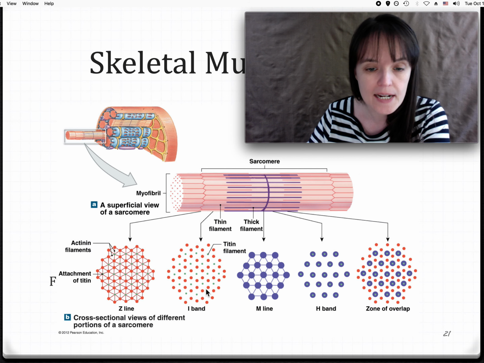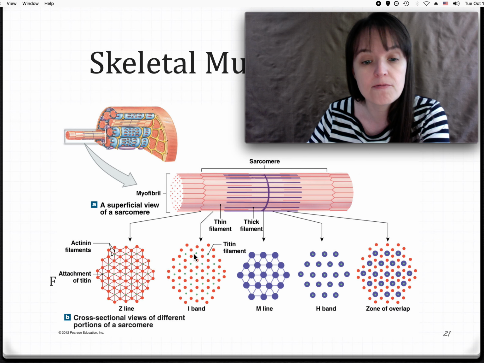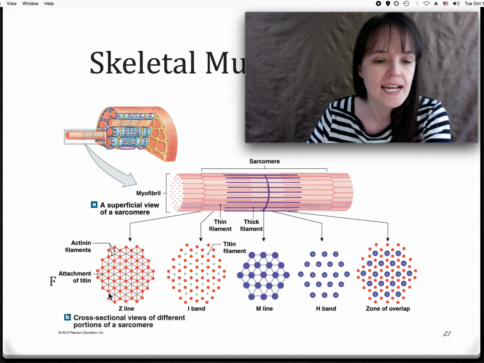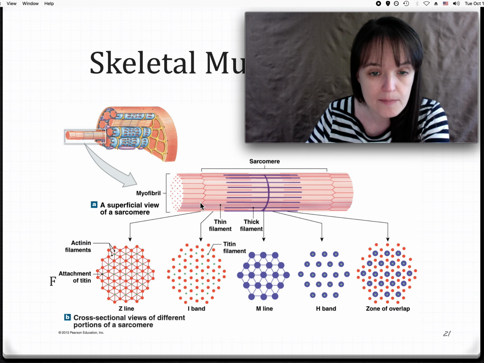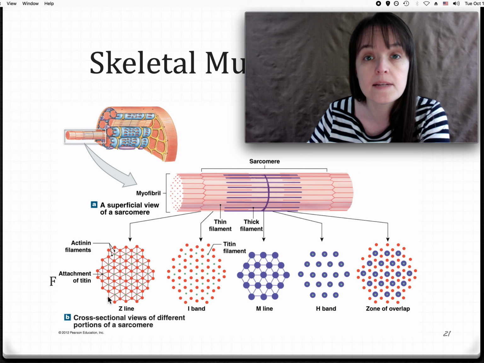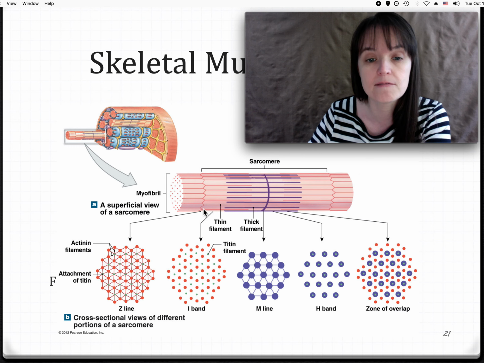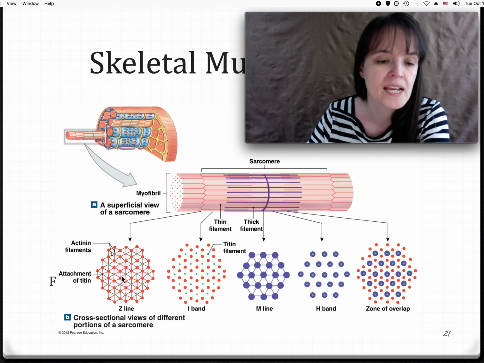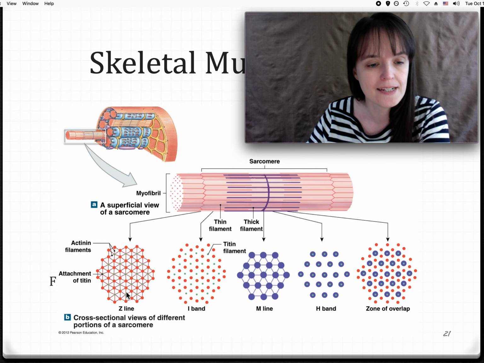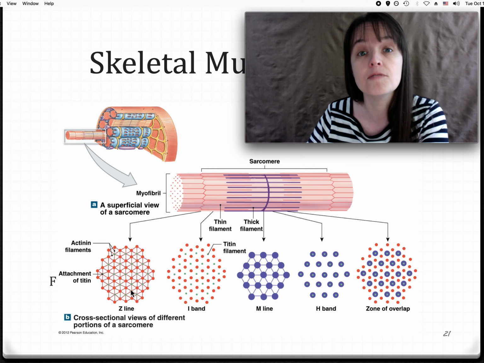Here in the I band, you can see is thin filaments only, no thick filaments, but there are the little titins in between, in the centers of the little bundles of thin filaments. And the Z line, in the middle of the I band, in between two sarcomeres, the end of the sarcomere, but the middle of the I band. And you can see where the little green titins are connected to the actinin of the Z line.